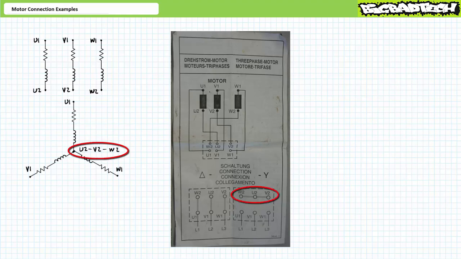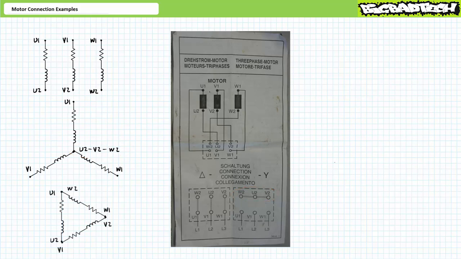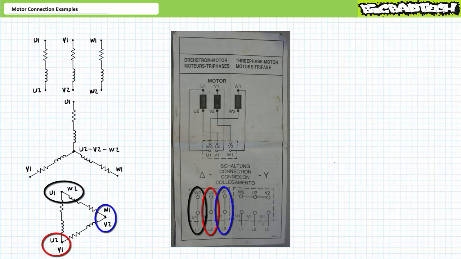To make a Y configuration, ends U2, V2, and W2 are tied together to form a central Y. Primary lines L1, L2, and L3 would be applied to U1, V1, and W1, or swapping any two applied phase sequences would reverse rotational direction. Alternatively, to make a delta configuration, U2 is tied to V1, V2 is tied to W1, and W2 is tied back to U1. Primary lines L1, L2, and L3 would be applied to conjoined terminals U1-W2, V1-U2, and W1-V2, where swapping any two applied phase sequences would reverse rotational direction.